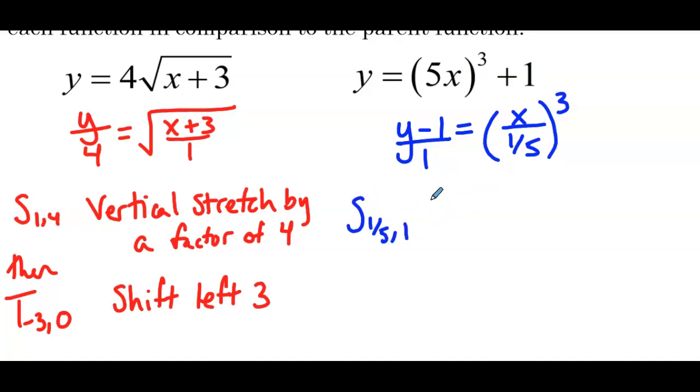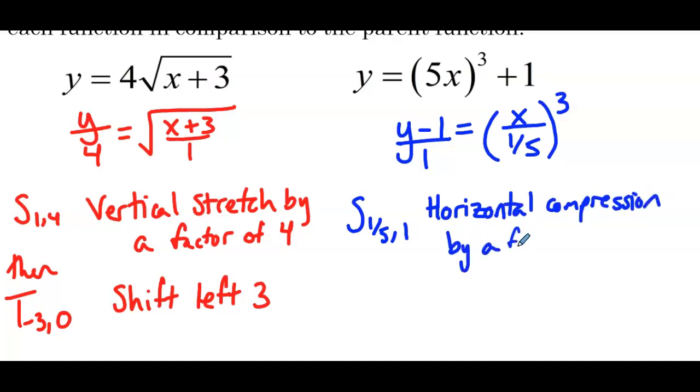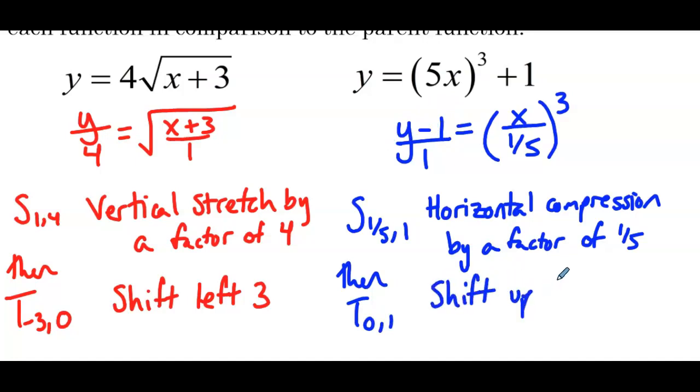So what does that tell us? That tells us we have a horizontal compression by a factor of 1/5. And then we're going to follow that up with the translation. Nothing happening to the x's. And in the function, we're subtracting 1 from y. That means we're really adding 1 to y. So that's going to be followed up with a shift up 1.